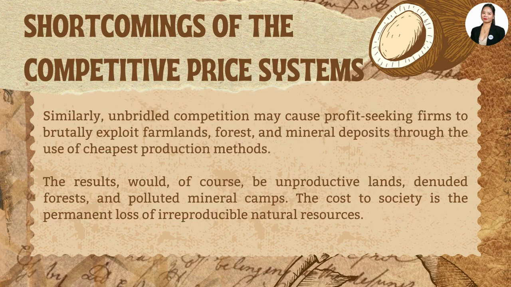Similarly, unbridled competition may cause profit-seeking firms to brutally exploit farmlands, forests, and mineral deposits through the use of the cheapest production methods. The result would, of course, be unproductive lands, denuded forests, and polluted mineral camps. The cost to society is the permanent loss of reproducible natural resources.